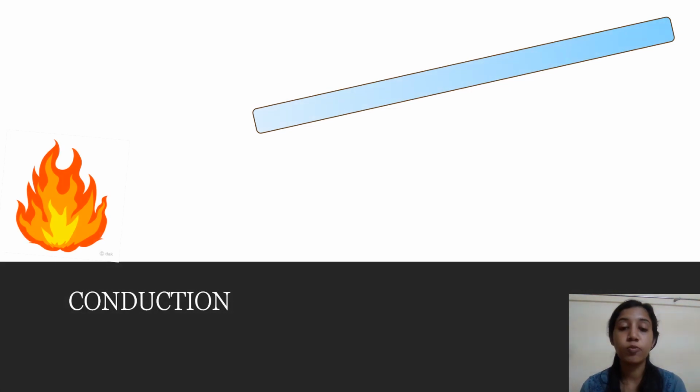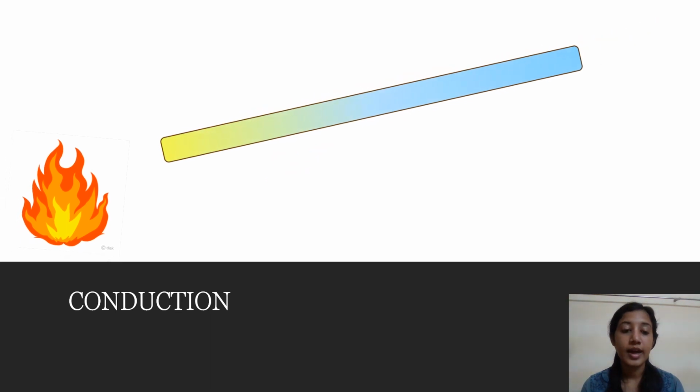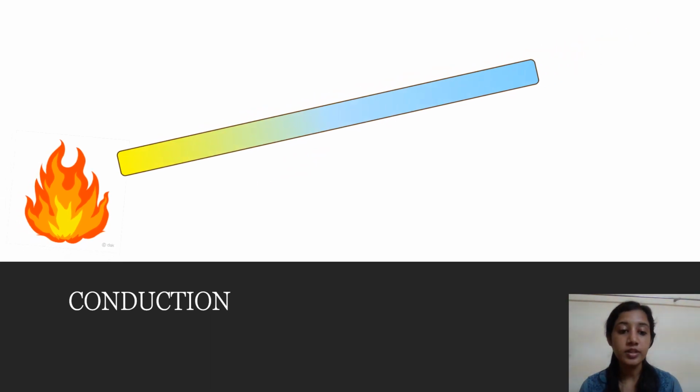First, let us see what is conduction. Here you can see I am bringing this rod, which is a metallic rod, towards this fire. So let us see what happens. As I bring this rod closer to the fire, the end near the fire starts to get heated up. This end gets heated up slowly.